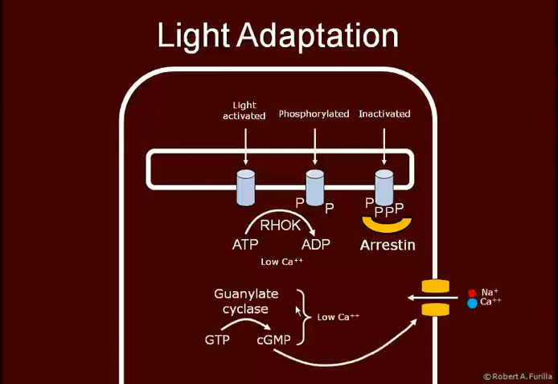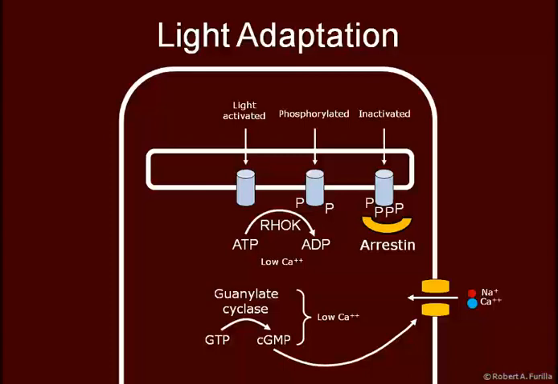In addition, in low calcium situations, guanylate cyclase activity is increased. Therefore, in the light, we are creating cyclic GMP to open the sodium and calcium channels. This seems like an apparent paradox. Since cyclic GMP opens sodium channels in the dark, why would we want guanylate cyclase activity to decrease in the dark and increase in the light?